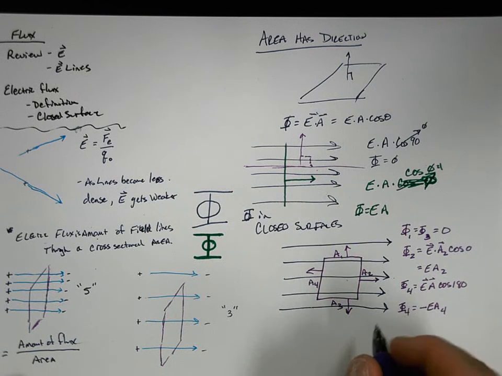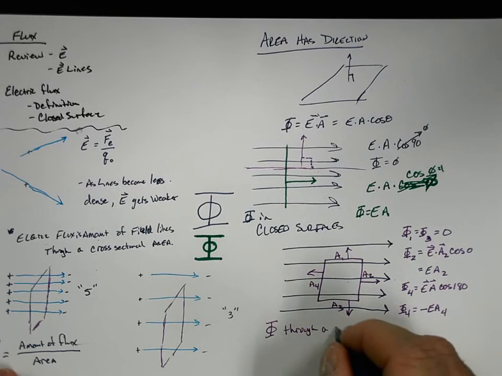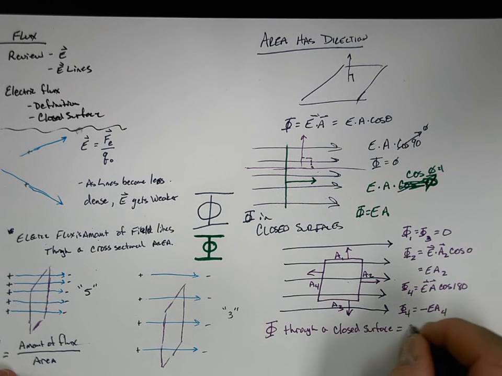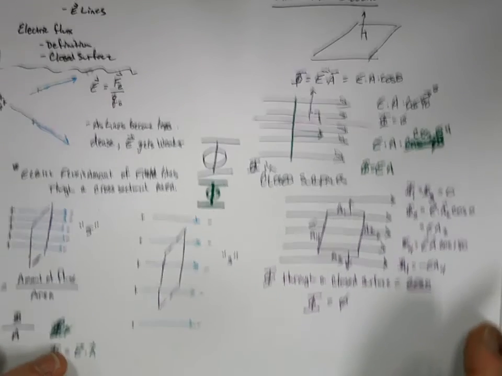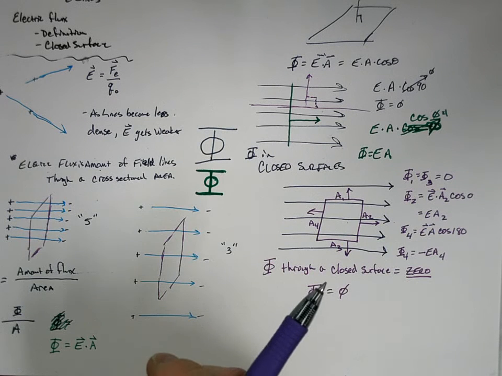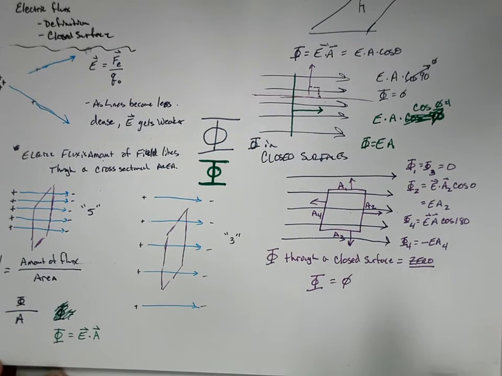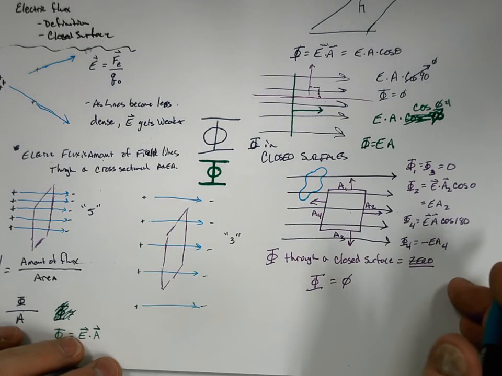So the flux through a closed surface equals 0. It can be like this way too, but it's 0. It doesn't matter. So if you drew an amoeba-looking thing, okay, if we drew that, it doesn't matter. The amount of flux going in is equal to the amount of flux coming out.